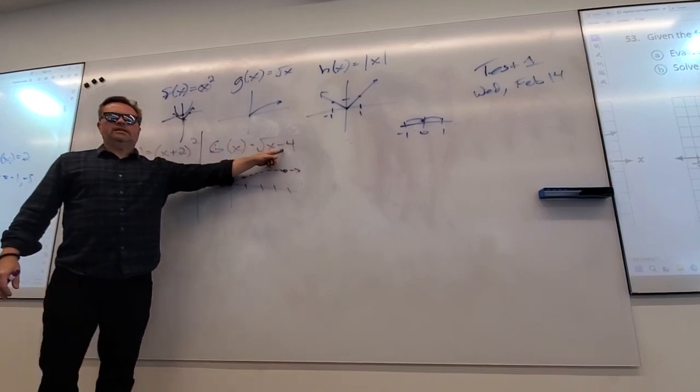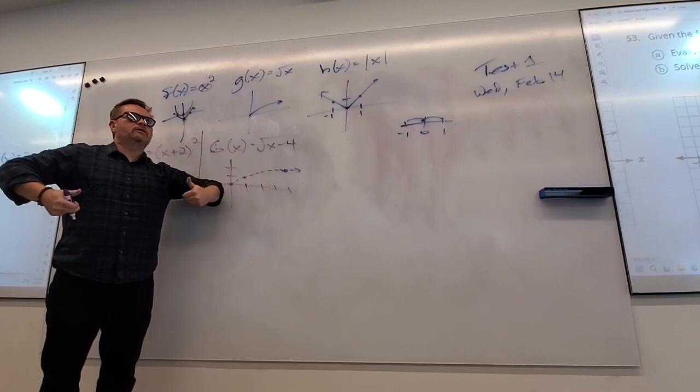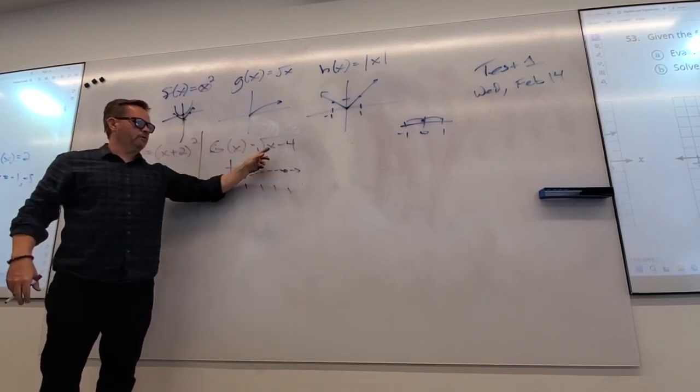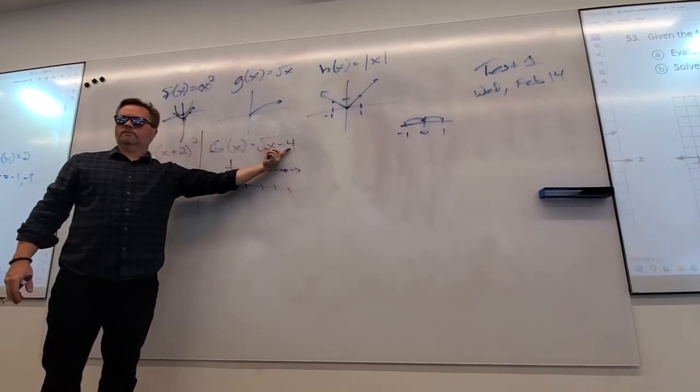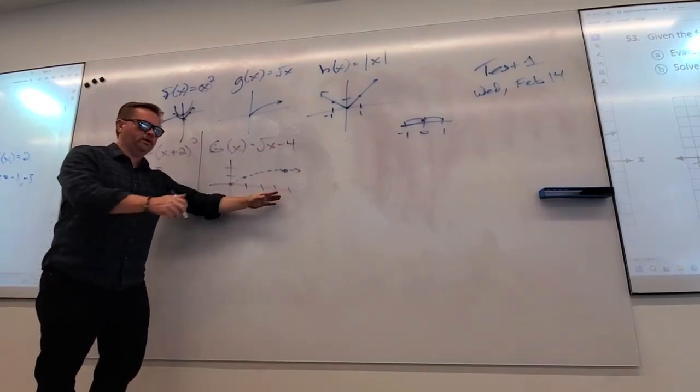This translation is move right 4, because every input has to be 4 bigger than it used to be. What do I get when I put a 4 in there? You get 0. So now instead of 0, 0, it's now 4, 0. Every point moves over 4.